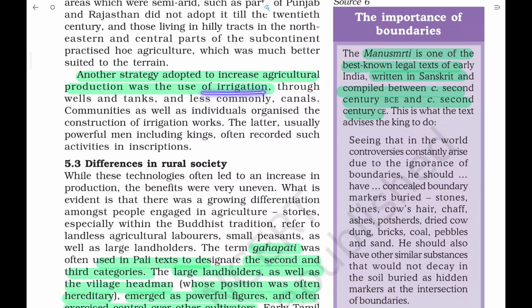Now, agriculture, obviously, with time and changes in technology, irrigation techniques through wells and canals and so on advanced, and agriculture went to the surplus side. Okay, now Manusmriti: you just need to know that it is written by Manu, among the most controversial books, written in Sanskrit, and compiled between the 2nd century BC and 2nd century CE.